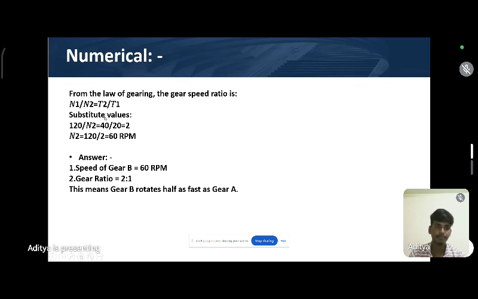This is the solution. The formula of the law of gearing is N1 upon N2 is equal to T2 upon T1. Here N1 is the speed of the first gear and N2 is the speed of the second gear. T2 is the number of teeth of the second gear and T1 is the number of teeth of the first gear. 120 upon N2 is equal to 40 upon 20, which is equal to 2. Then N2 is equal to 120 upon 2, which is 60 rpm. The speed of the second gear is 60 rpm. Here we calculate the gear ratio: the ratio is 2 to 1.